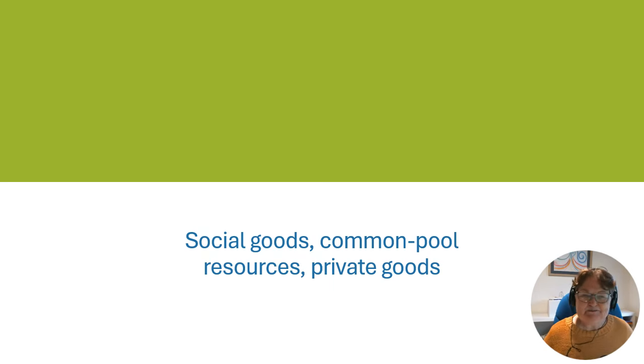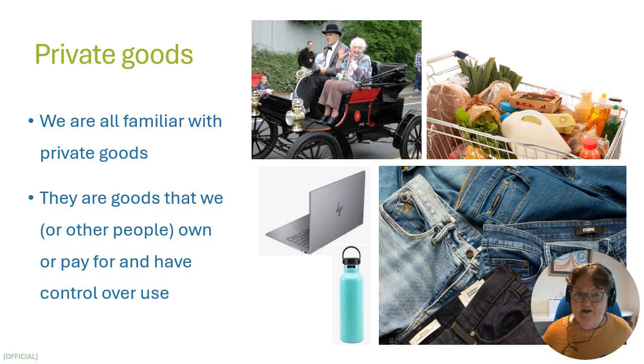Okay, so what's the difference between social goods, sometimes called public goods, common pool resources, and private goods? And who is best at providing them?